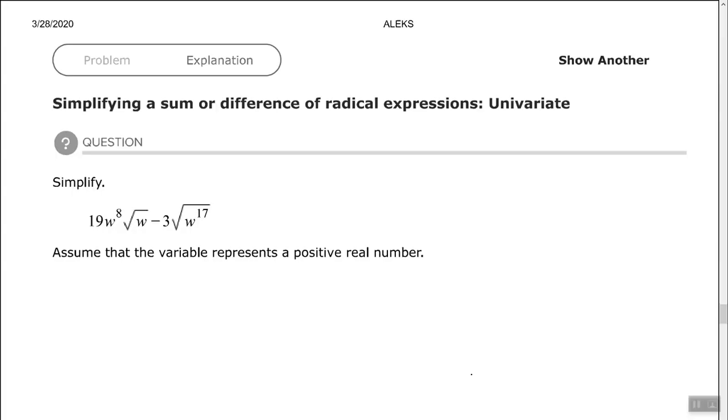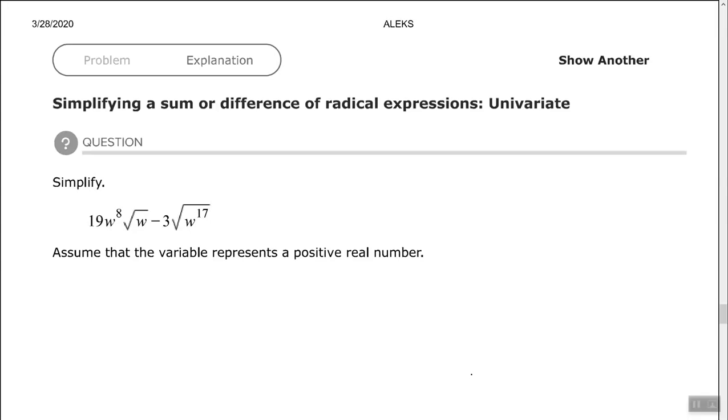In this video, we are going to look at simplifying a sum or difference of radical expressions, univariate. To simplify this, we're just going to use the techniques that we've used before. If we have radicals and we have terms or factors outside of the radicals that are alike, then we're going to combine those and keep that radical as the like radical. So let's look at this and see what we have.